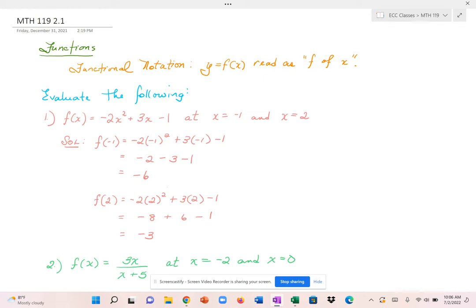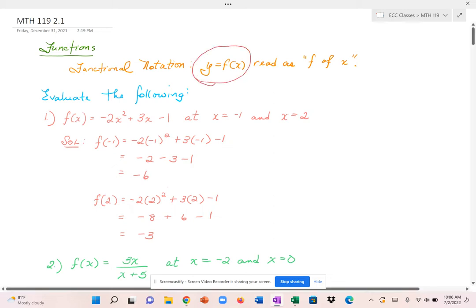Hi, this lesson is about functions. So first let's talk about what functional notation is. This is read as y is equal to f of x. F is a function of x, where x is the input and y is the output. F of x is going to be a definition of how to evaluate y.